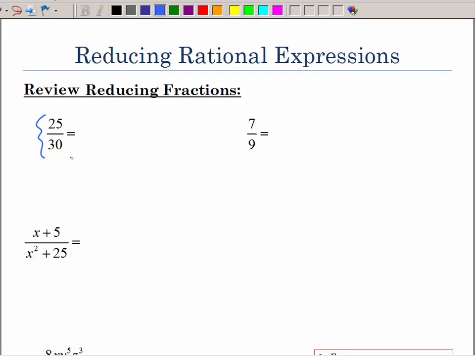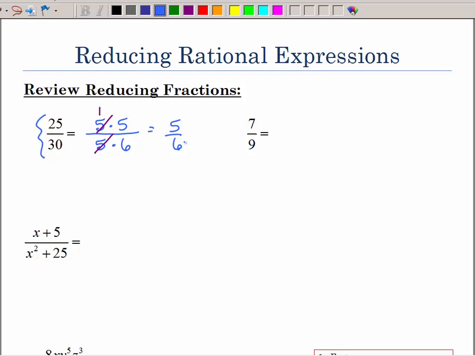But let's go back to the basics of how you actually learned how to do that, because it's probably been a while. The reason you can reduce 25 over 30 is because they have a common factor. 25 is 5 times 5, and 30 is 5 times 6. And because they have that common factor of 5 divides into 5 one time, that's how come we can say this reduces to 5/6.